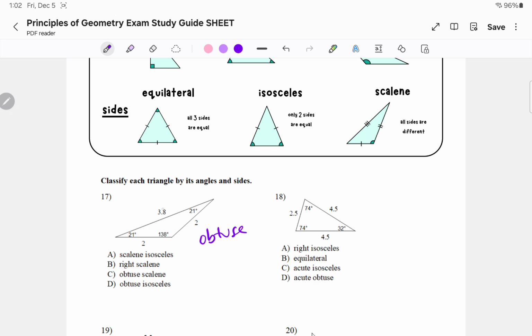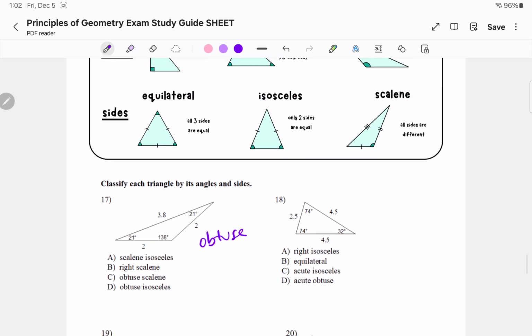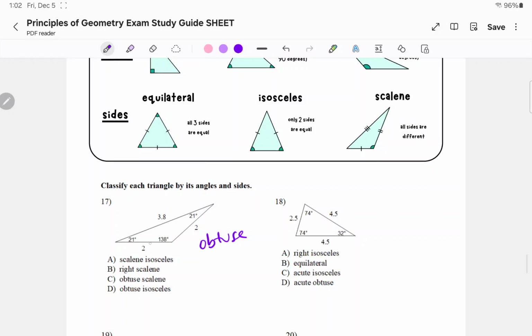And then I look at the sides, right? If two of them are equal, it's isosceles. If they're all different, it's scalene. If it's equilateral, that means all three would be equal, but I don't think we have any of those. Okay, so it looks like to me, two of these sides are equal, right? They're both 2. So that would make it isosceles, which is letter D.